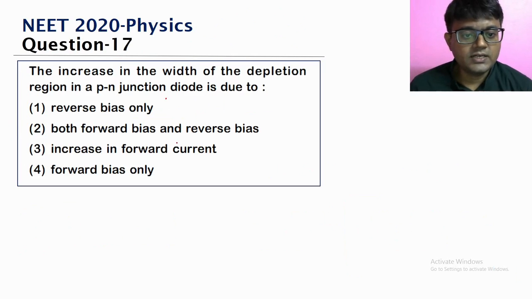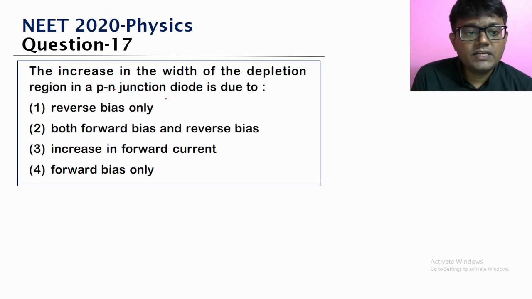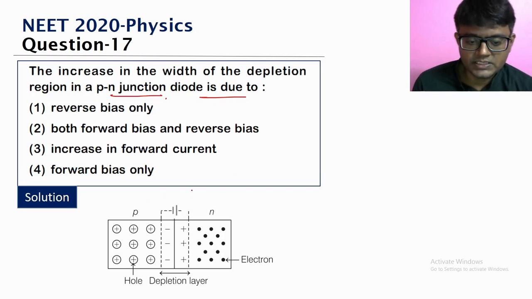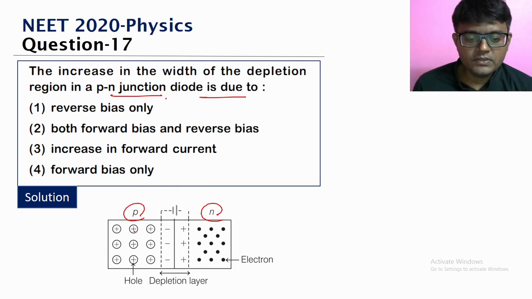Next we have a question on the PN junction diode. The increase in width of the depletion region in a PN junction diode is due to. So what is this depletion zone or depletion region whenever a PN junction diode is formed? We have the P side and the N side. On the P side the majority will be holes, and on the N side the majority will be electrons. The moment the PN junction is formed, the electrons, because they are in higher concentration on the N side, will start migrating towards the P side, and the holes will start migrating towards the N side.